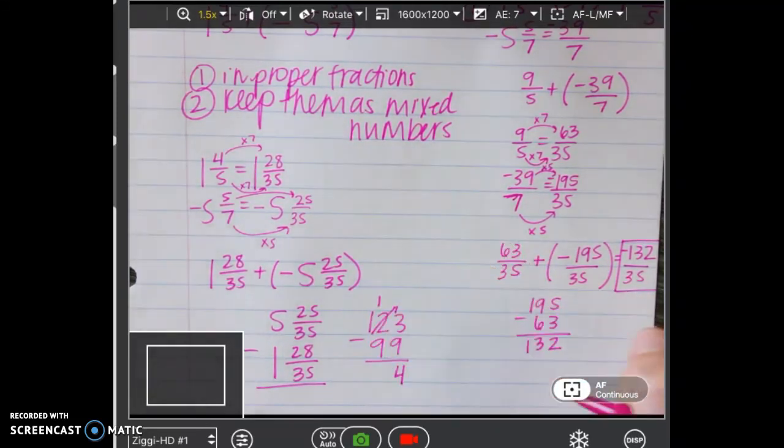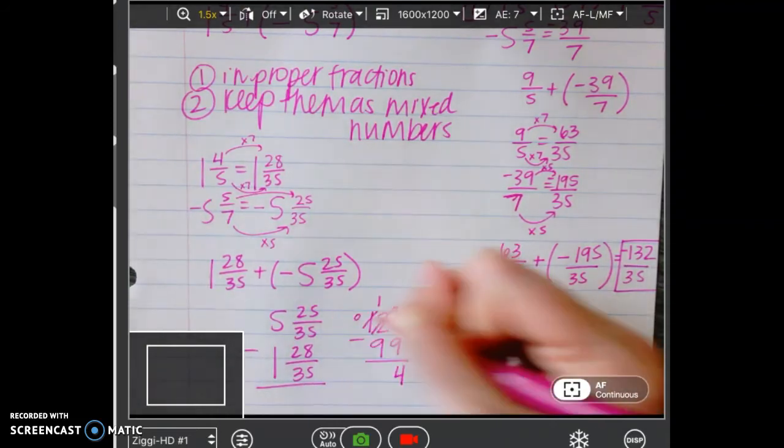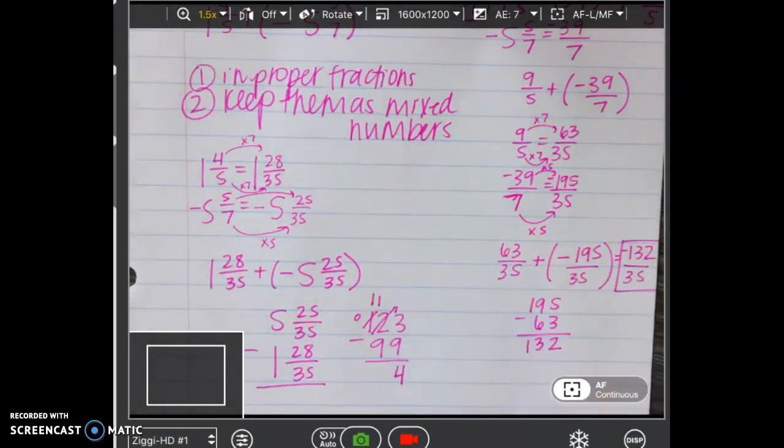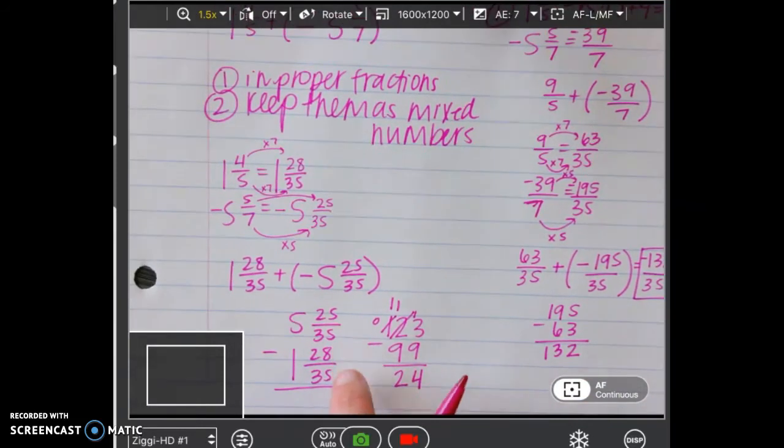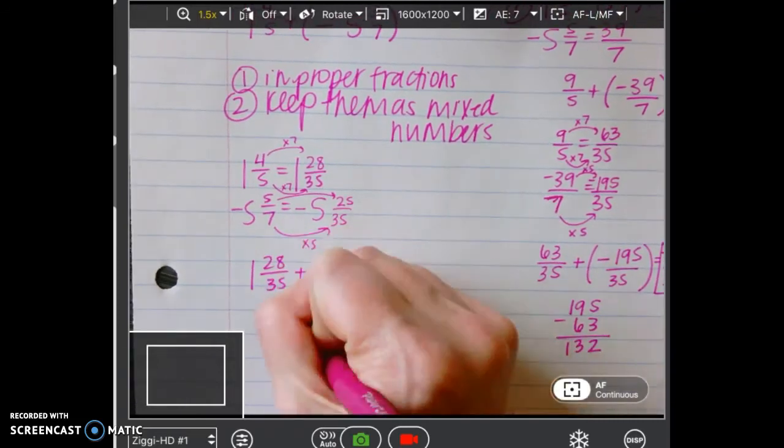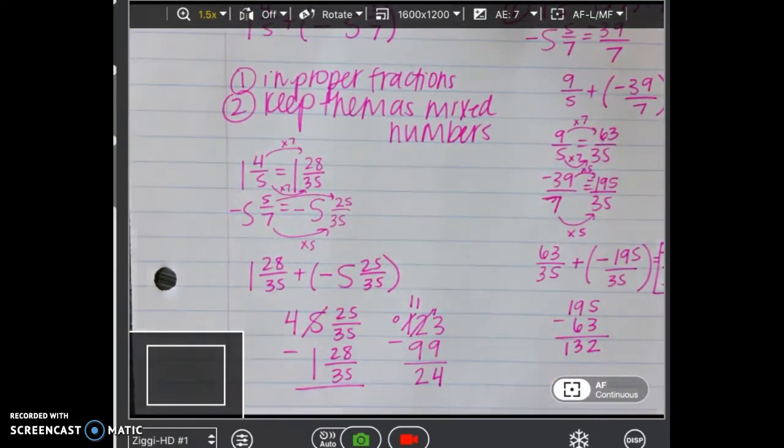Same here, I can't do 1 minus 9, so I need to borrow 1 from my previous number and add 1 here. So 11 minus 9 will give me 2. I've got to do the same thing here. I can't take away 28 from 25 because I'm going to get a negative number. So that means I need to borrow 1 from my whole number.